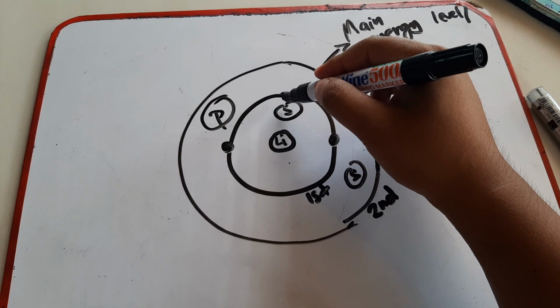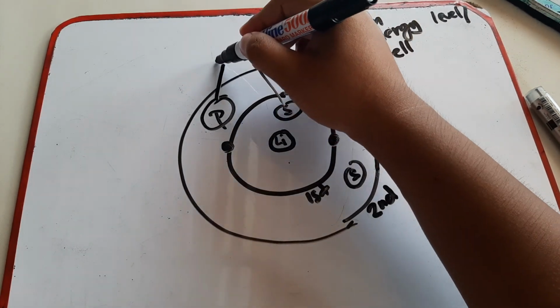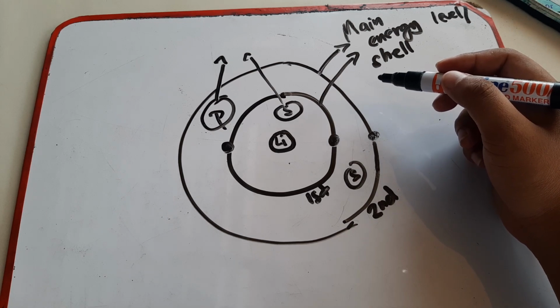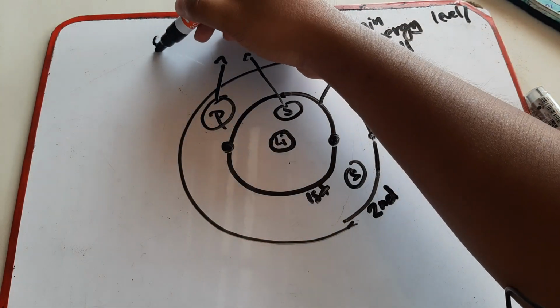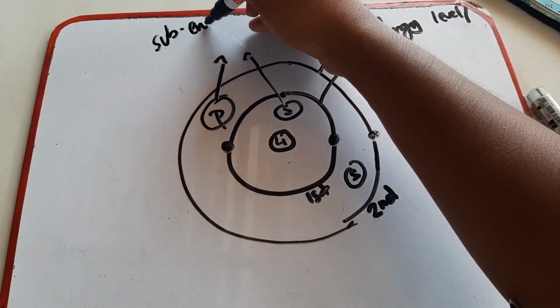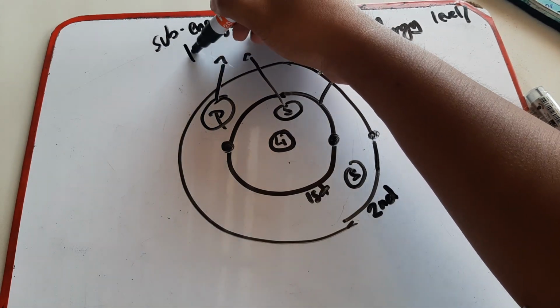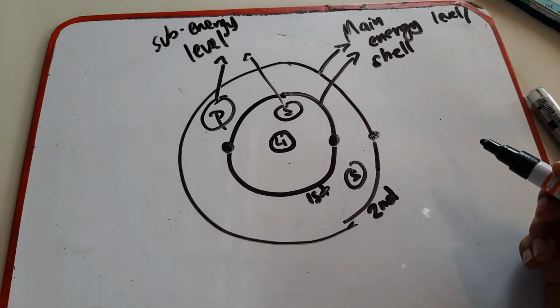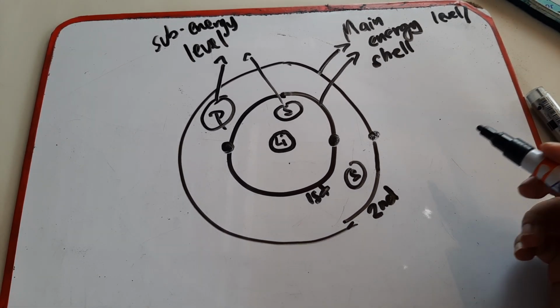So, these are your so-called, anong tawag dito, Johnny? I don't know. Very good. That is your sub-energy level. So, dapat makinig ka. Sub-energy level. Naka-focus ka kasi sa cellphone mo. That is your sub-energy level. And then, yan.